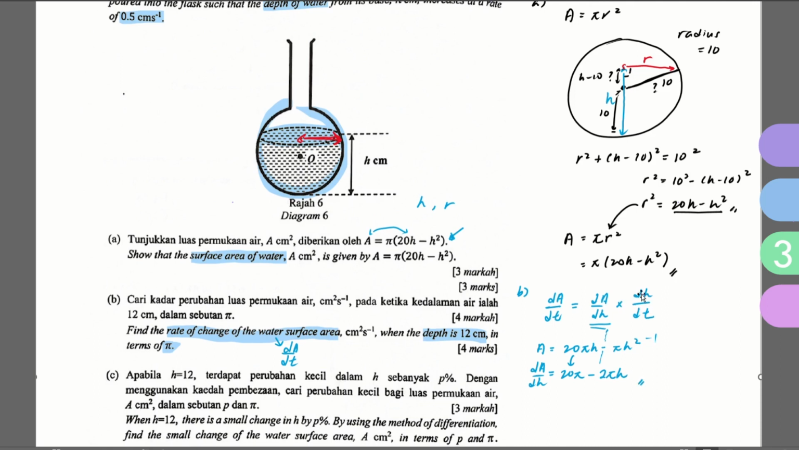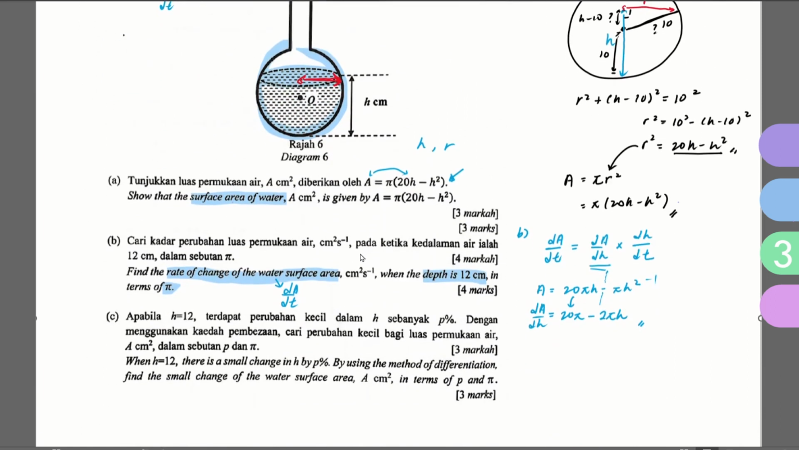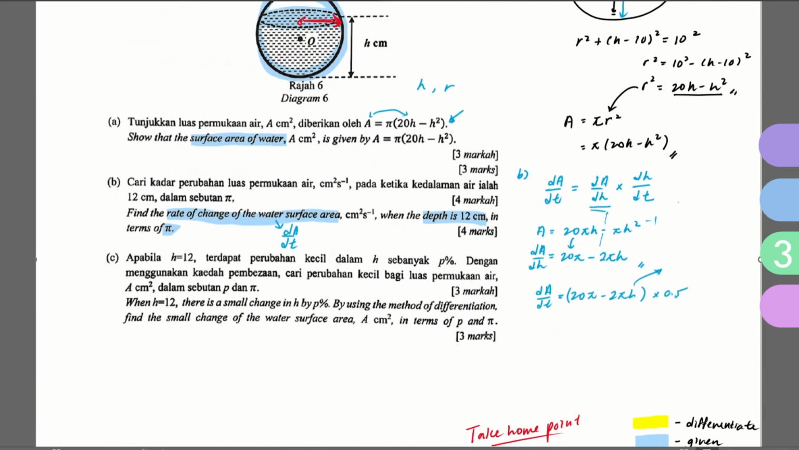And dH over dt is actually one of the things we highlighted just now, which is this. So dH over dt equals 0.5. Here, remember for the h to substitute the original value, which is 12 in this case. And this answer means for every second, the surface area of the water decreases by 2 pi cm squared.